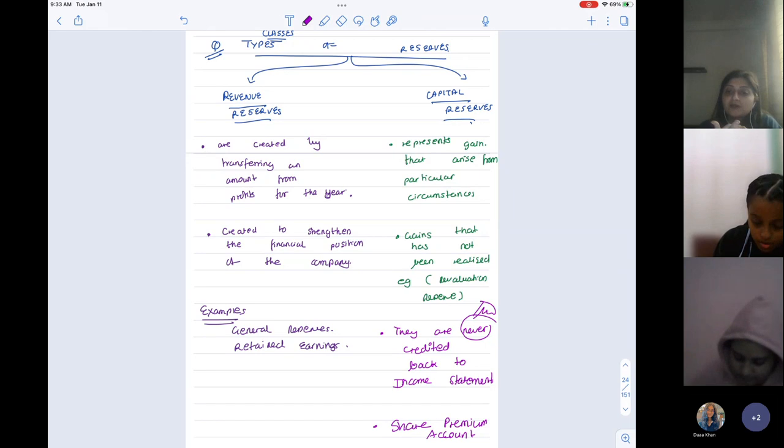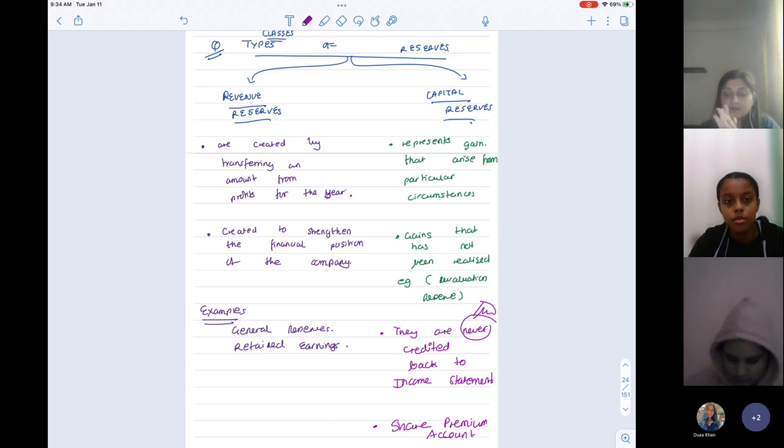Come on, can somebody tell me about reserves? The classes of reserves. Can someone tell me about the classes of reserves? There's revenue reserve and capital reserve. What is the difference between the two? Umema? Yes, ma'am. Can you tell me the distinction between revenue reserves and capital reserves?